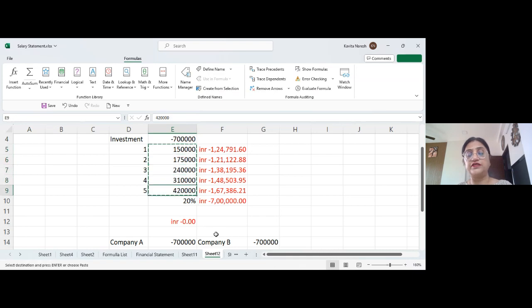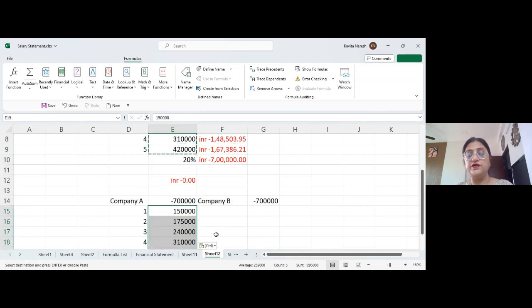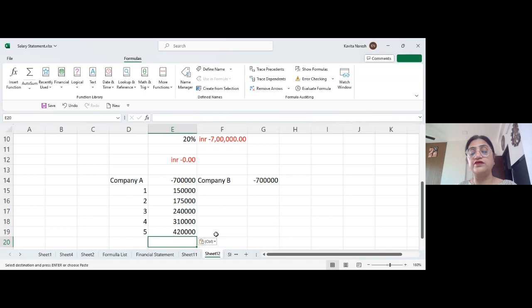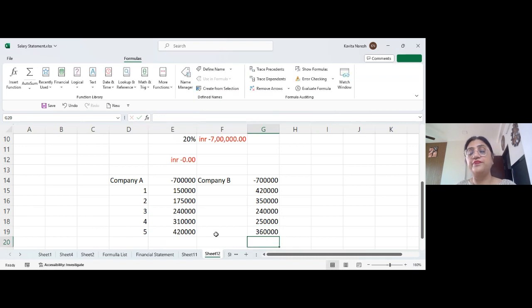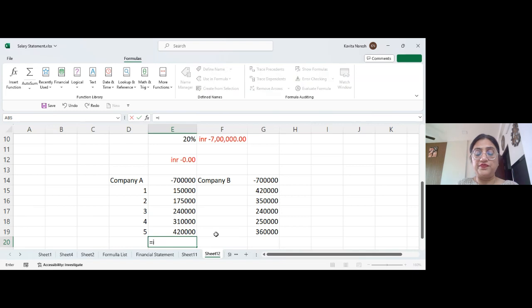See, for the first year, the same returns I am taking, Control C, Control V. But company B promises me on the first year, just the opposite, 4,20,000. Second year, it is giving me 2,40,000, 2,50,000, 3,60,000. Okay. Now, I want to calculate the IRR for both companies.